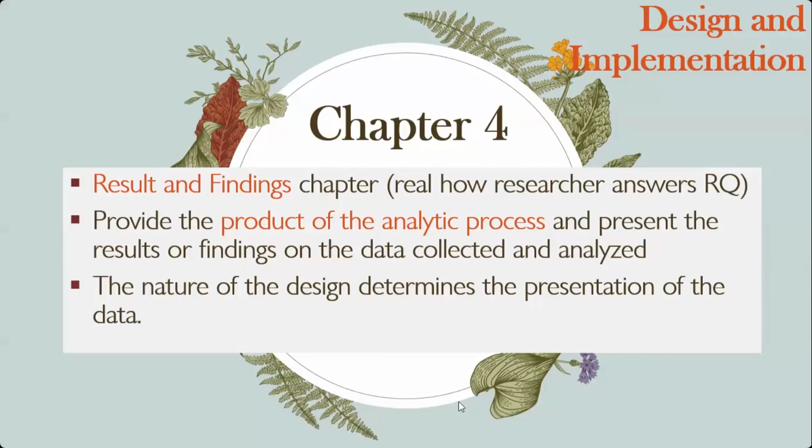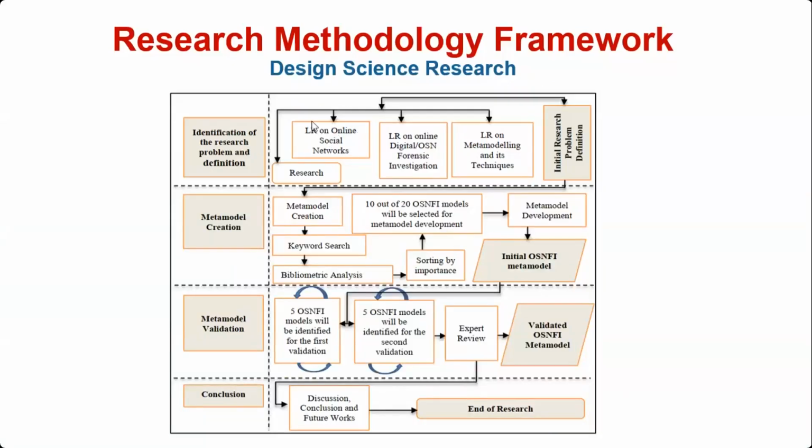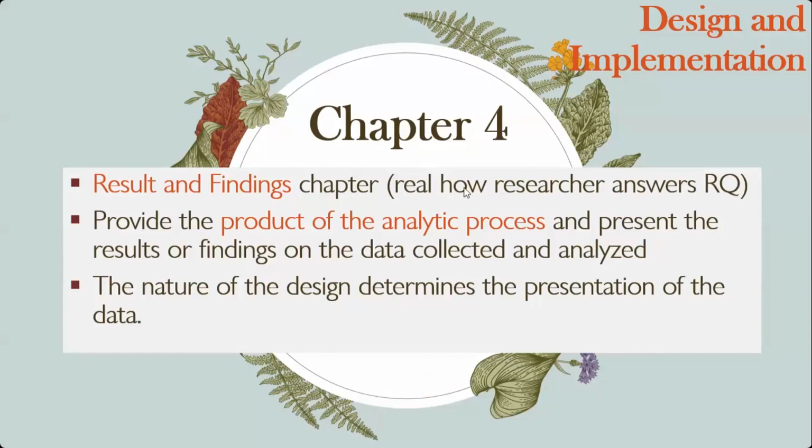Okay, chapter 4. Chapter 4 is your result. It's the results and findings chapter. Really how the researcher answers the RQ. You will explain how you answered the RQ. This one is the process. Now how you conduct this one, how you conduct that one, for real. Go to the data bank and so on, Kaggle data bank and so on. Collect, for example, 1,500 data sets. So you show the process.